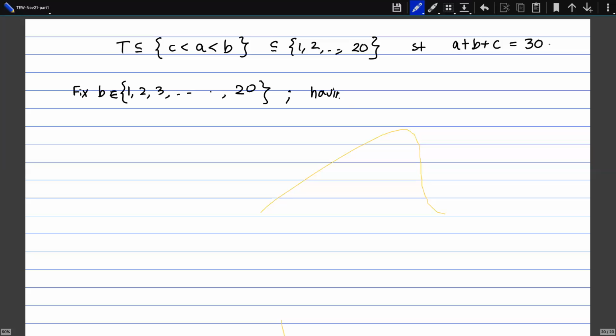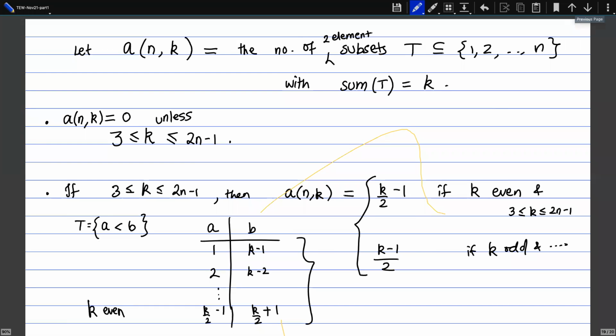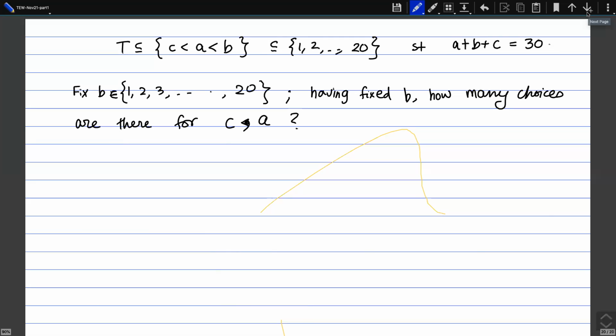Having fixed B, how many choices are there for A and C? For this pair C comma A. Let's see. What is the answer? Sorry, just a second. Let me just change this notation. A, unfortunately, comes up again in our notation. So let me call this capital A instead of small a, just to avoid any confusion. So this function is called capital A of n comma k. So now I'm asking, suppose I fix a number B, how many possibilities for C and A such that all the conditions are satisfied? So capital A of 20 comma, okay, 30 minus B.